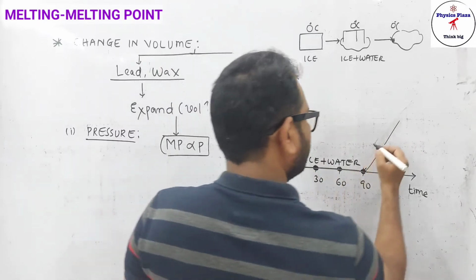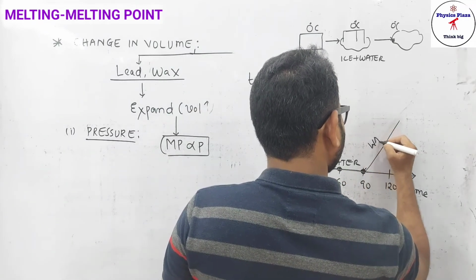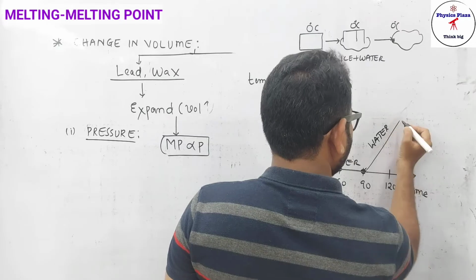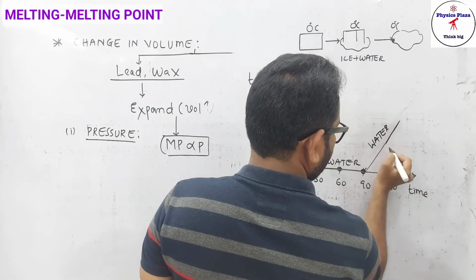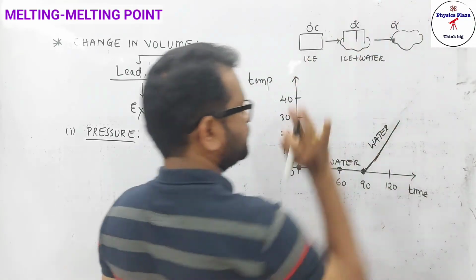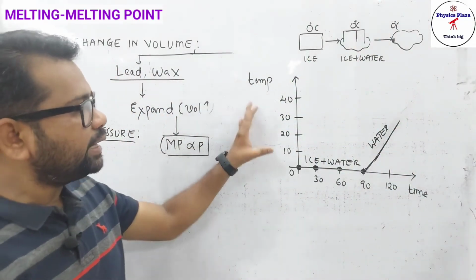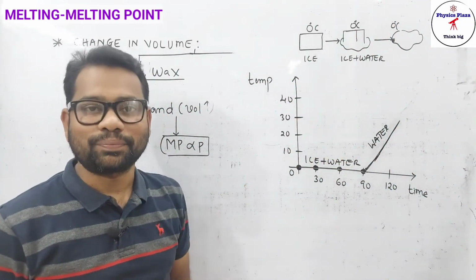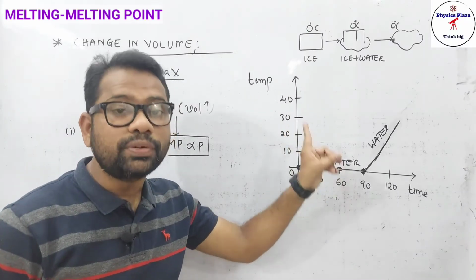So this you will get. This is purely water, a straight curve. So that water temperature will be rising. So children, this is the heating curve of ice on melting. Just copy it. This examination point is very, very important.